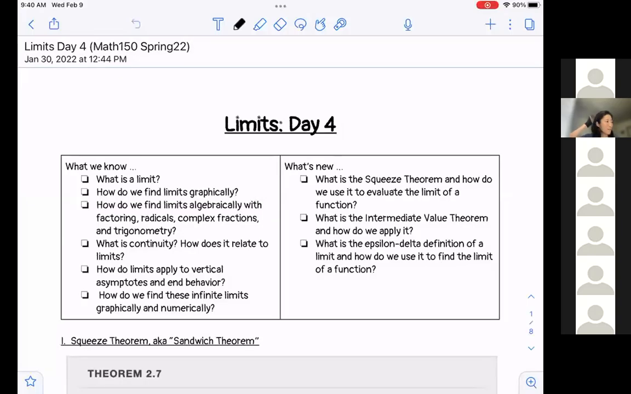All right, so limits day 4. This, my friends, is the end of chapter 2 in your textbook, right? So we started with chapter 2, except I didn't love the way that the textbook broke up limits, so we did it in a slightly different way.